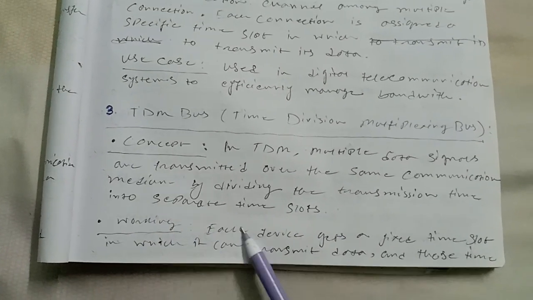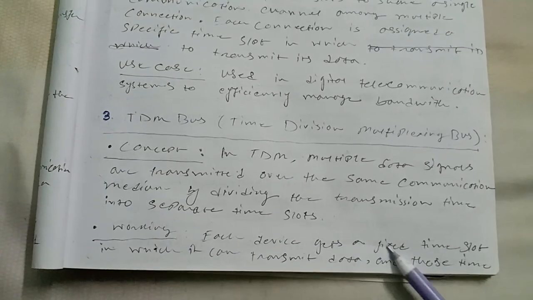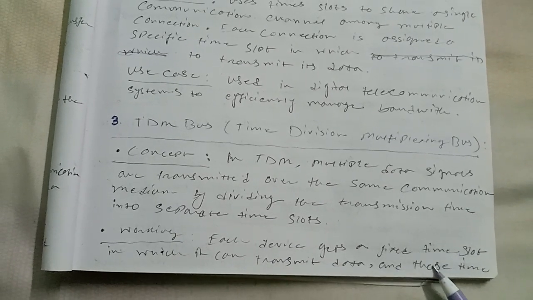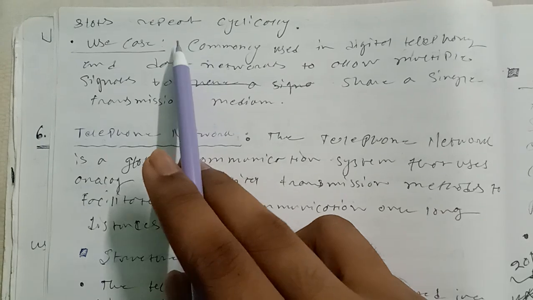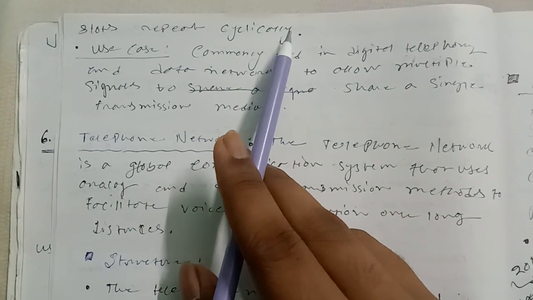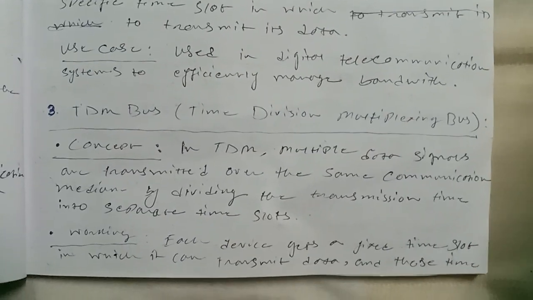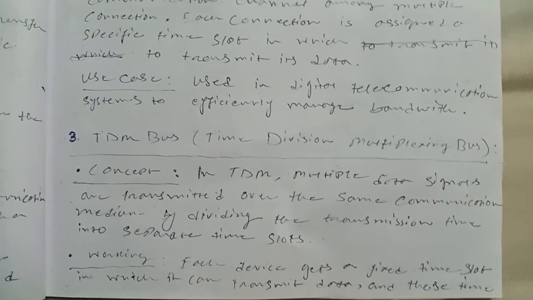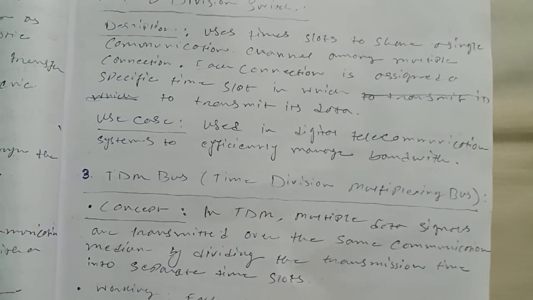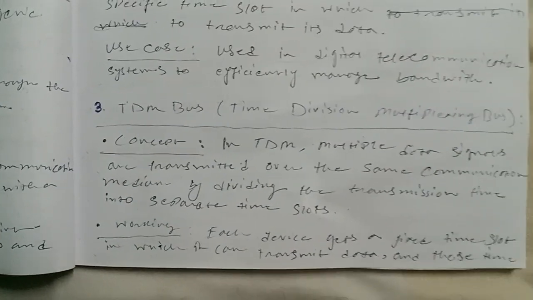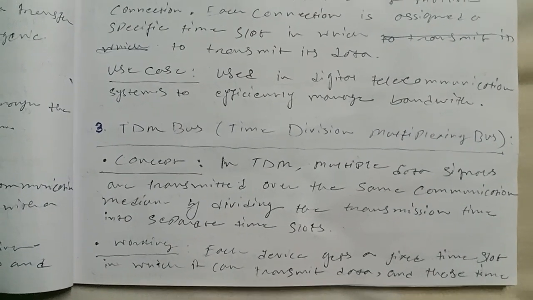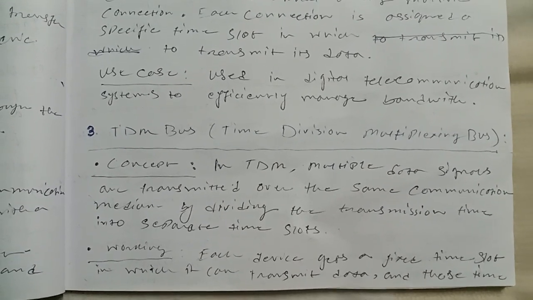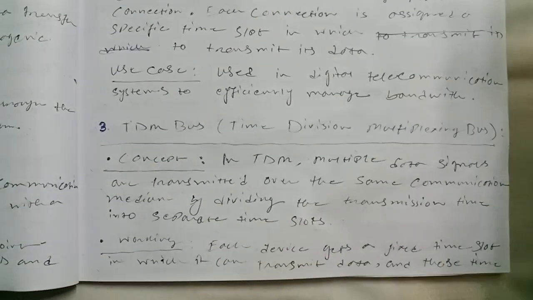What is the working of the TDM bus? Each device gets a fixed time slot in which it can transmit data, and those time slots repeat cyclically. So basically, a fixed time slot is assigned to each of the devices. Using those time slots, they can transmit data, and the time slots are repeated in a cyclic way.